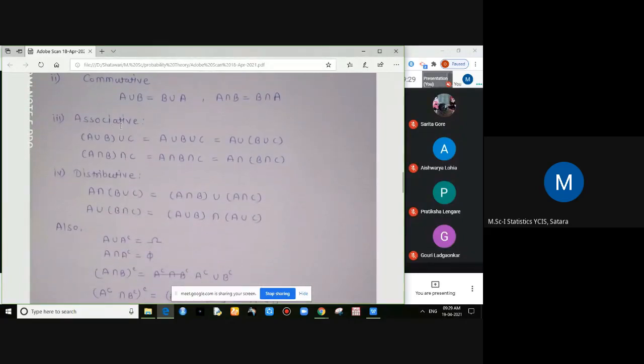Next is the associative property. Associative means if we write A union B in bracket and again take union with C, then we can simply write it as A union B union C, and again we can write this as A union, in bracket, B union C. Is there any change in these results, or are they the same for all three sets?